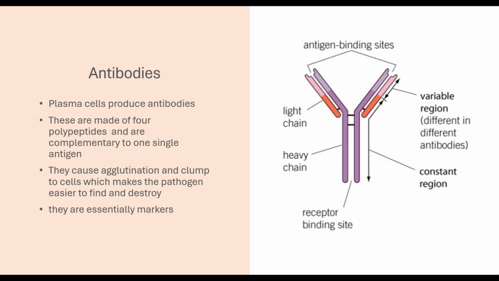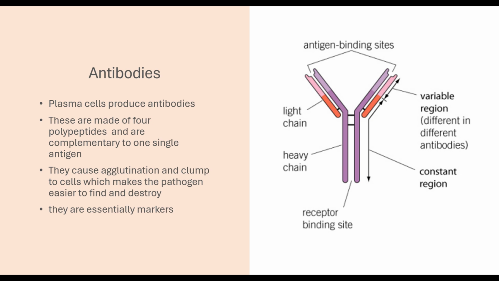Antibodies, yeah. Plasma cells produce antibodies. They're made of 4 polypeptides. You need to know that. So you've got 4 polypeptide chains here: 2 light chains and 2 heavy chains. These are the heavy chains, these are light chains, and you've got disulfide bridges, I believe. They cause agglutination and clump cells, which makes the pathogen easy to find and destroy.